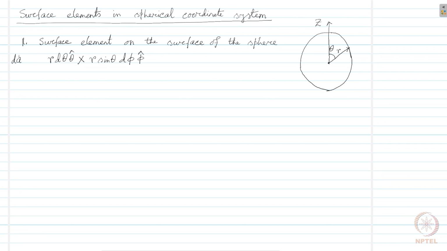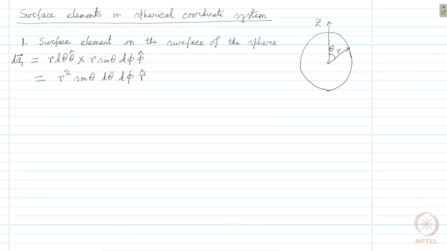Let's say that this is the first kind of surface element vector. That means it is given as r square sin theta d theta d phi, and the cross product of theta cap and phi cap will give us r cap. This would be the first kind of surface element.